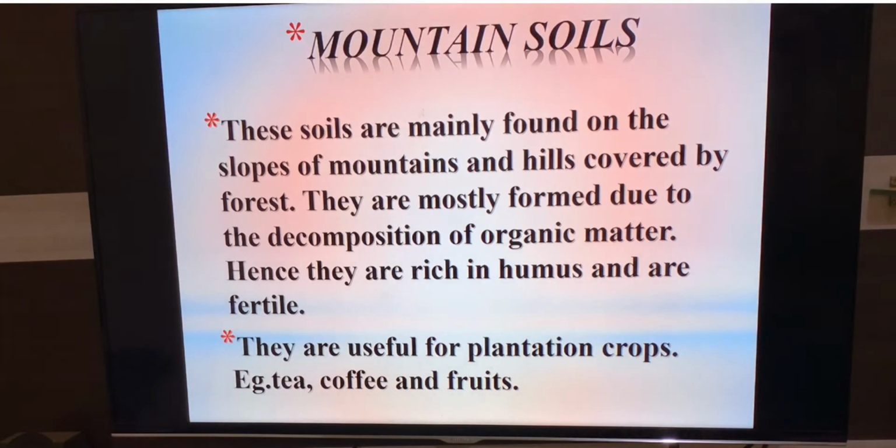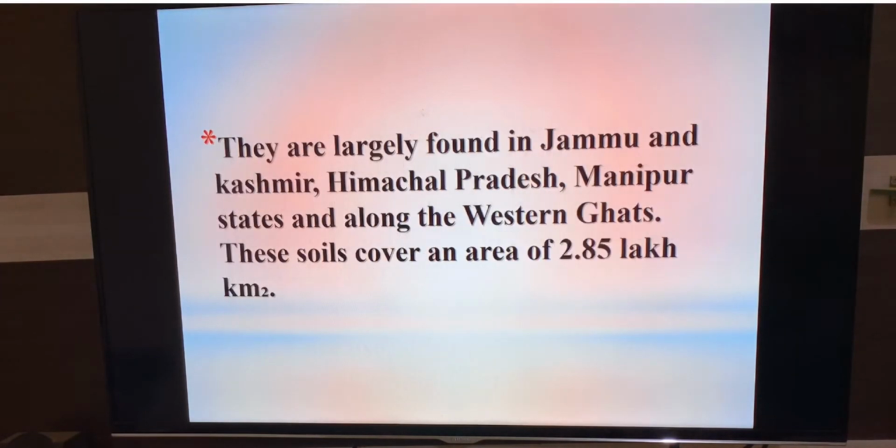Mainly mountain soils are found in mountain and hilly regions which are covered with forest, and they contain organic matter, very rich in humus as well as fertile. These soils are mainly used for plantation crops. Example, tea, coffee and fruits. They are largely found in Jammu and Kashmir, Himachal Pradesh, Manipur states and along the Western Ghats.